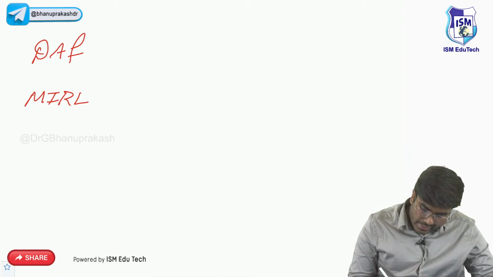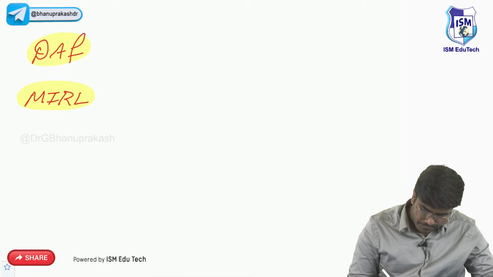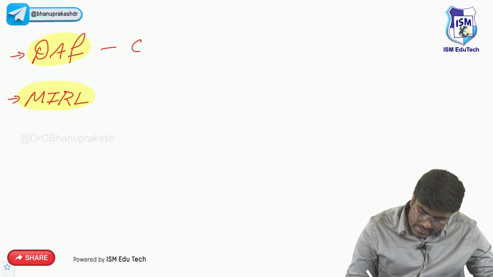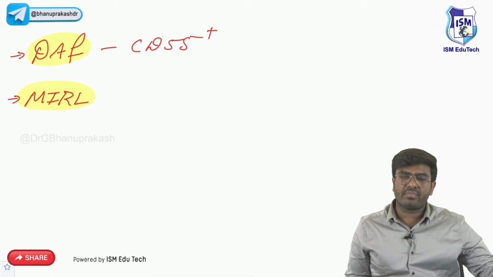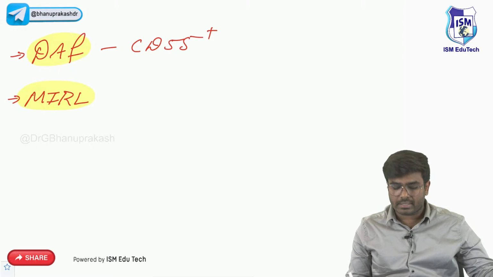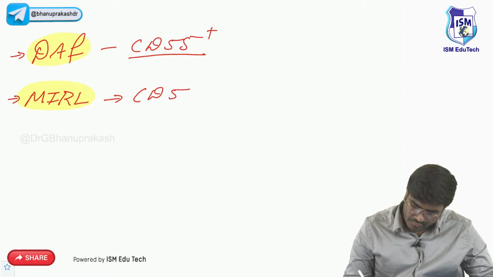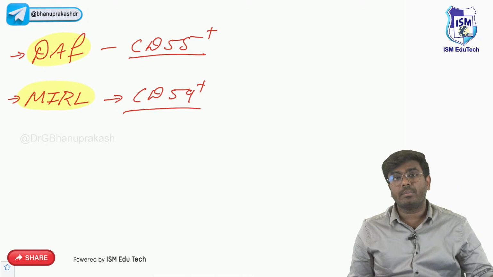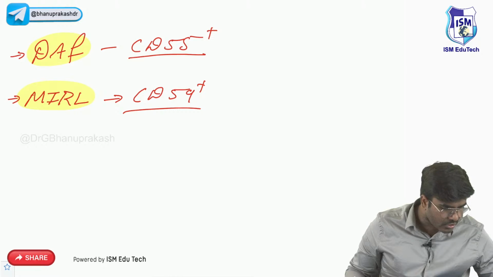Now, a repeatedly asked question, especially from the patho point of view: in the exam, they won't give you DAF and they won't give you MIRL. Instead of DAF and MIRL, they will give names like CD55. CD55 is the other name for DAF. It's a CD marker, cluster designation marker. CD55 is DAF and MIRL is CD59. Cluster designation number 59 is MIRL. So paroxysmal nocturnal hemoglobinuria is also completed.